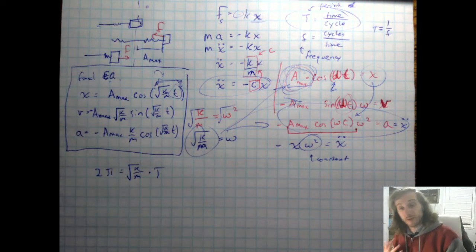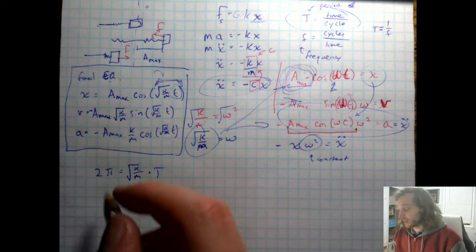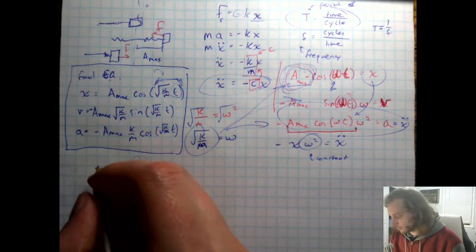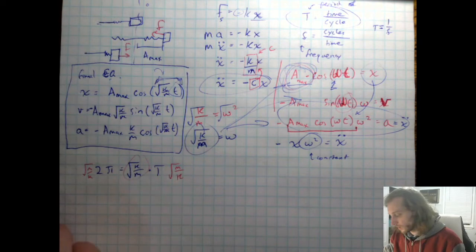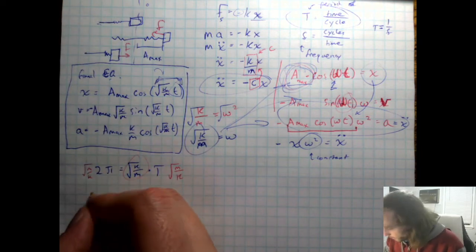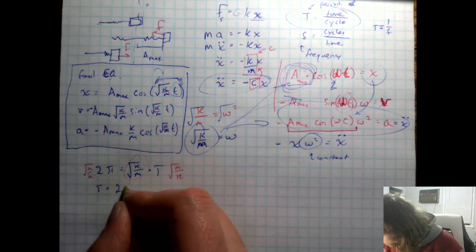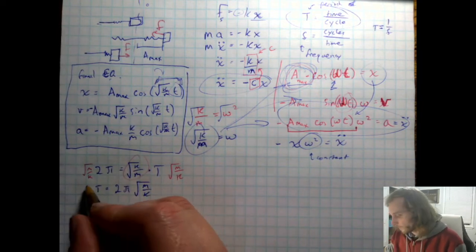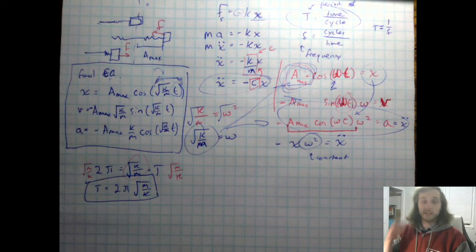So if we're looking for how long it takes to complete a full cycle, we need to get rid of root k over m, which we can do if we multiply by root m over k. When we do that, our final period will be equal to 2 pi times the square root of m over k. And that's our sort of last big equation here.